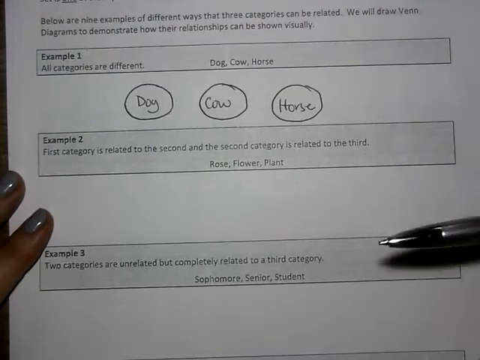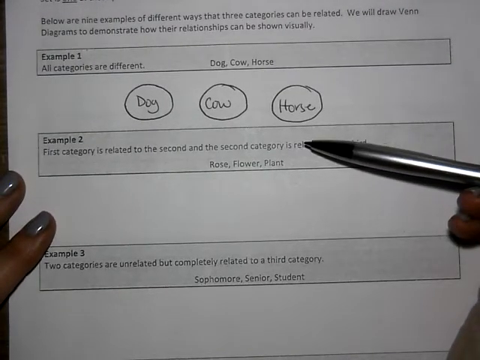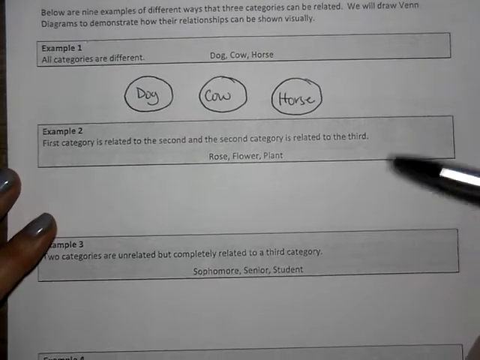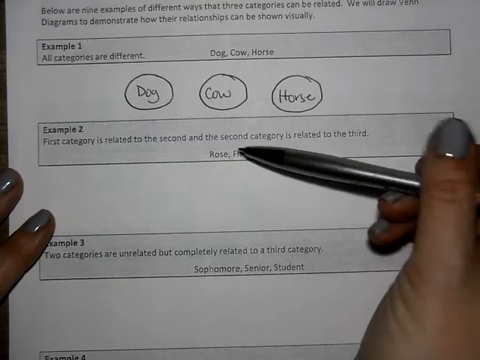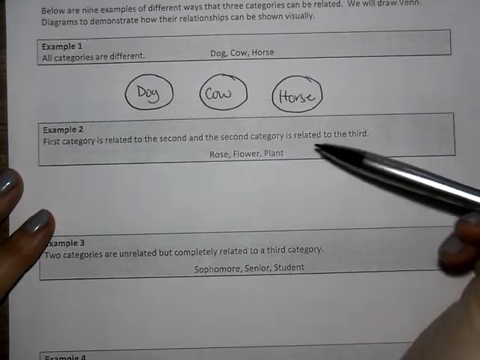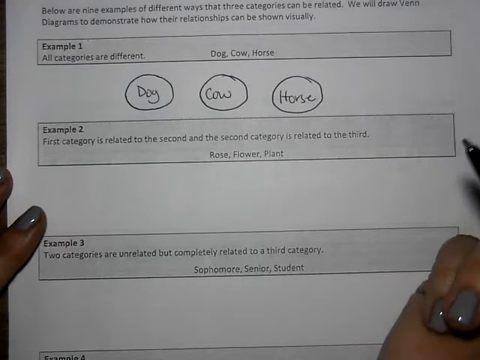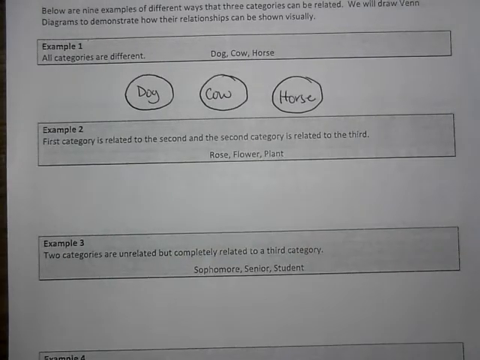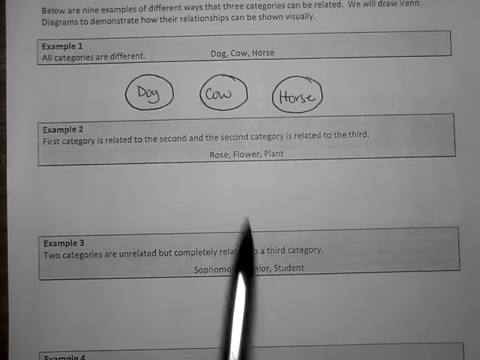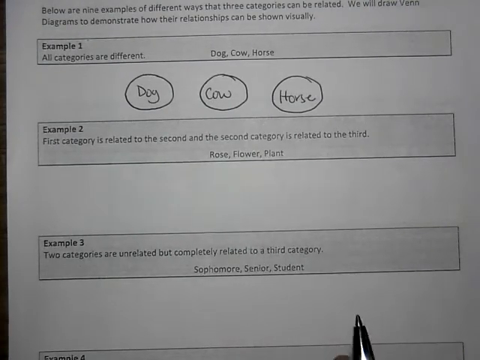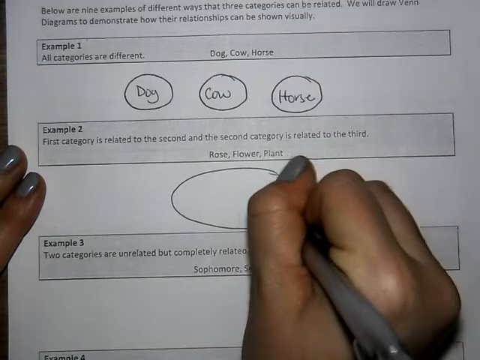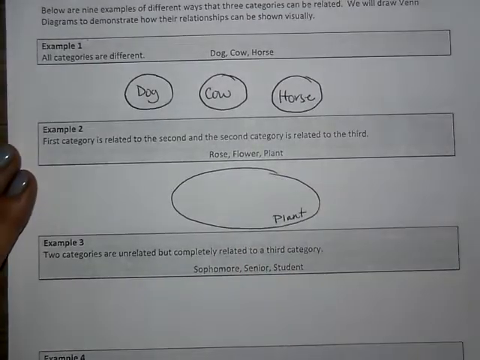Example 2 is where the first category is related to the second, and the second category is related to the third. So if we take a look at the categories here, we have rose, flower, plant. Thinking about that, you want to think about what your biggest category is. Between rose, flower, and plant, aren't all of these things plants? So plant is our biggest category. That's where we want to start. So I'm just going to draw one big oval and start there with plants.